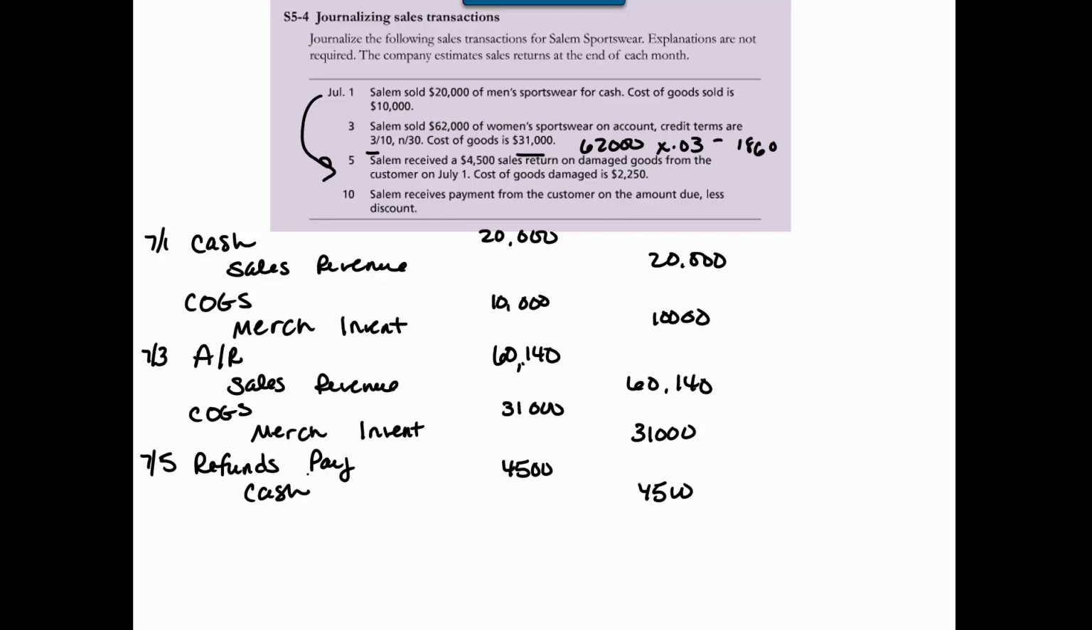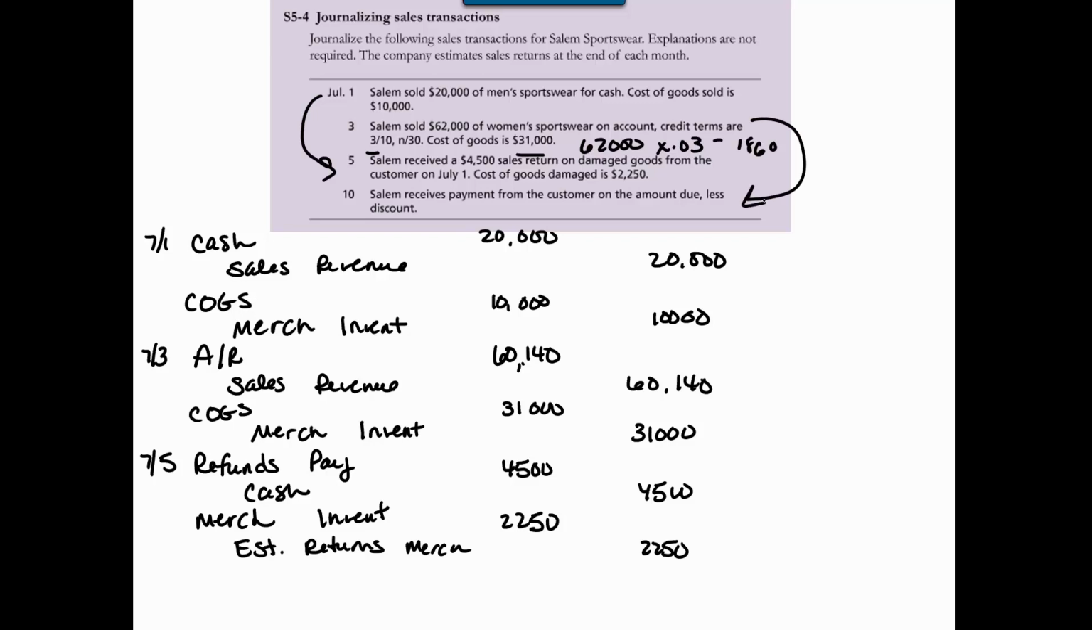and then I have to undo the second part, so I am going to debit merchandise inventory for $2,250, and then I'm going to credit that estimated returns merchandise $2,250. And then on the 10th, I received a payment from the customer on this sale here on the 3rd.